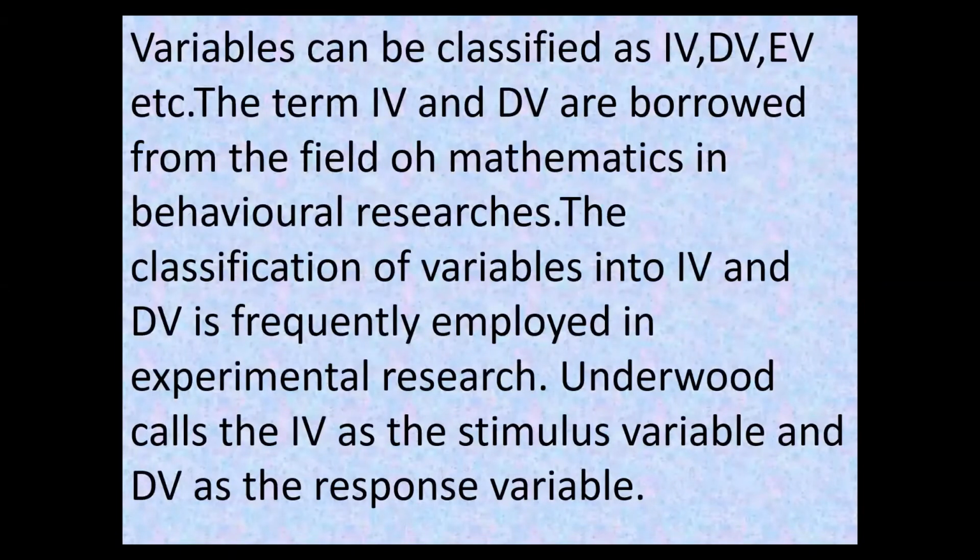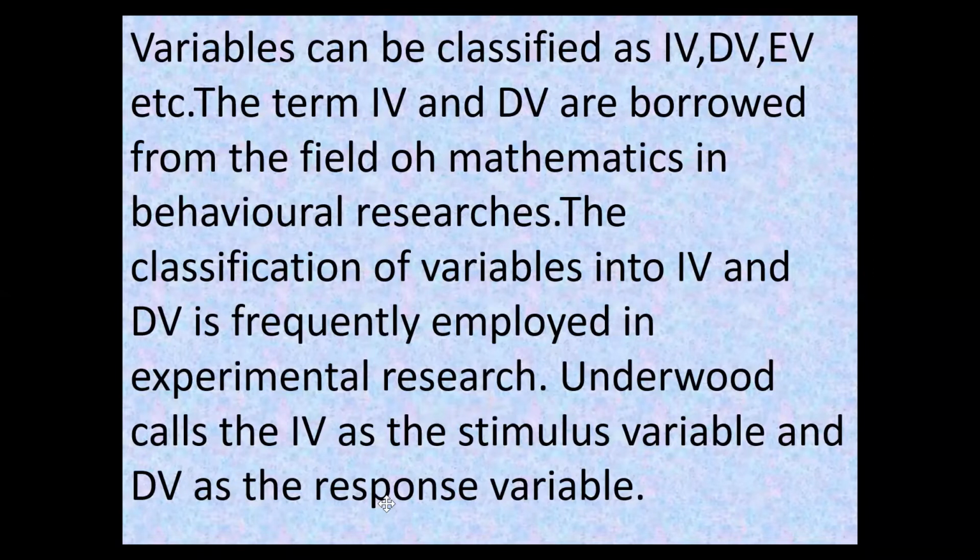So variables can be classified as independent variable, dependent variable, extraneous variable, etc. The terms independent variable and dependent variable are borrowed from the field of mathematics in behavioral research. The classification of variables into independent variable and dependent variable is frequently employed in experimental research. Underwood calls the independent variable the stimulus variable and the dependent variable the response variable. So these are some important types of variable, for example, IV, DV, and EV. And these terms are basically borrowed from maths.